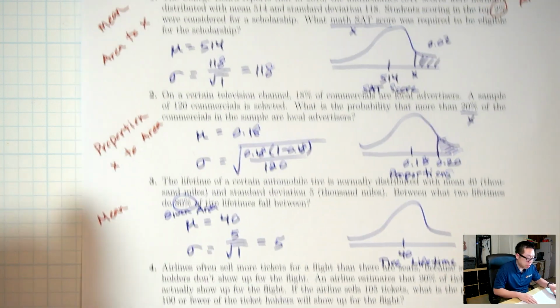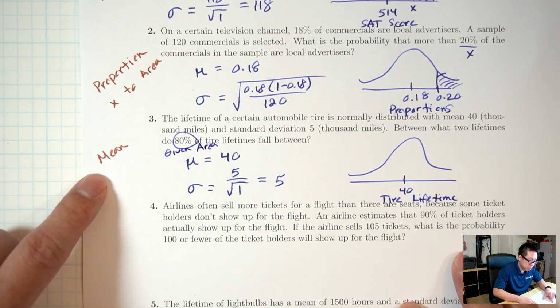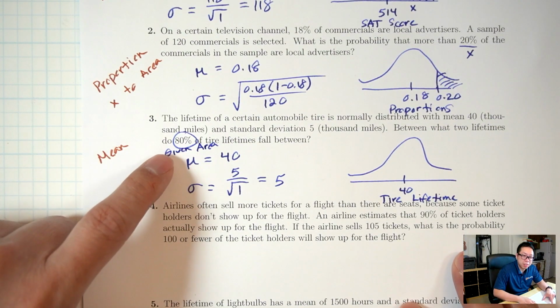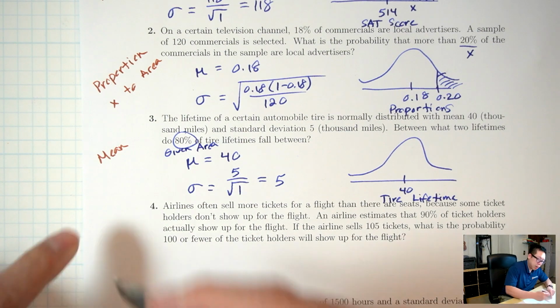Right? As opposed to in a proportion situation, if I'm giving you a percent, that's an x. So in a mean situation, if I'm giving you a percent, it's an area. So you're given the area to start. This would have to be area to x.